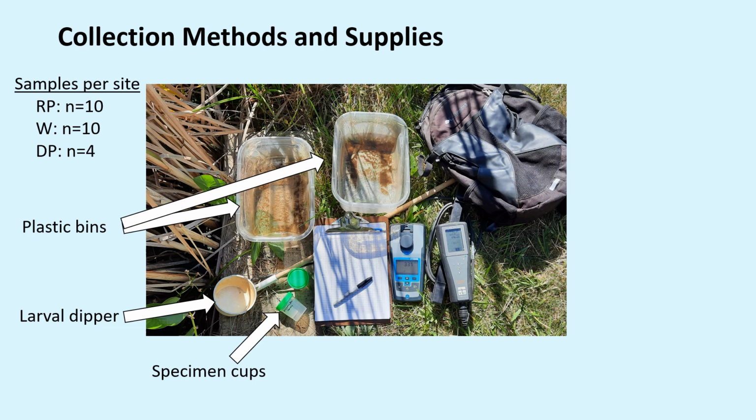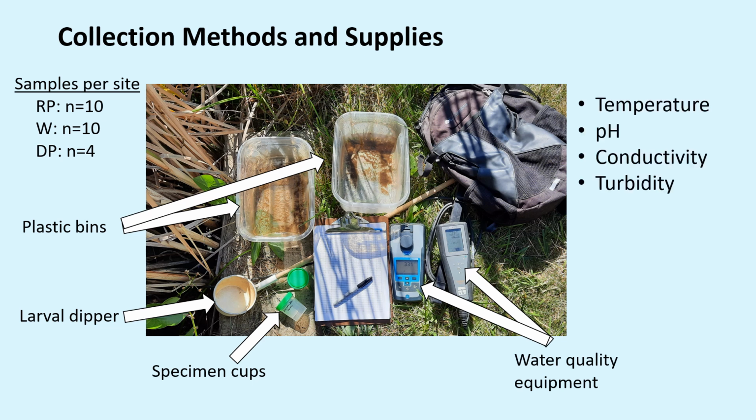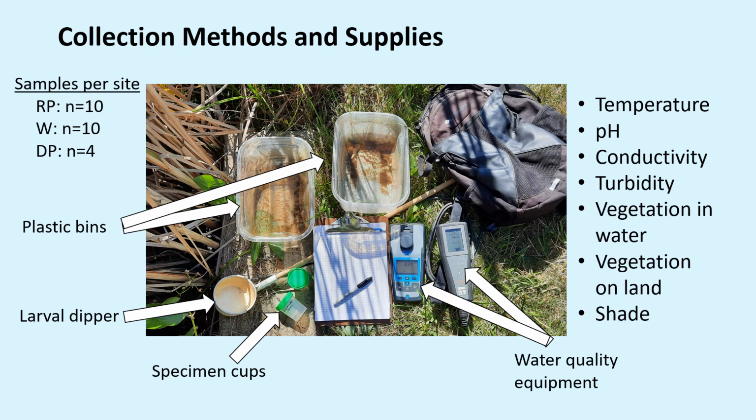While we were out there, we also used water quality equipment to measure a few different characteristics of the water. That included temperature, pH, conductivity, and turbidity. We also made a qualitative assessment of the vegetation, both within the water itself as well as adjacent to the water, on land, and also an assessment of shade. All these variables were written down on our data sheet for evaluation.